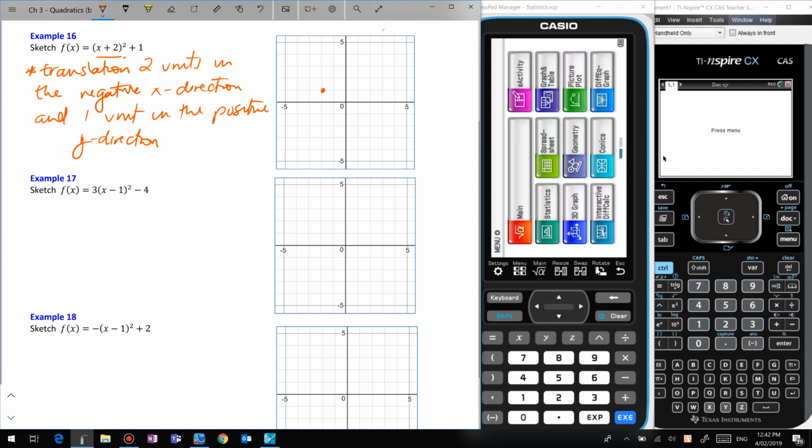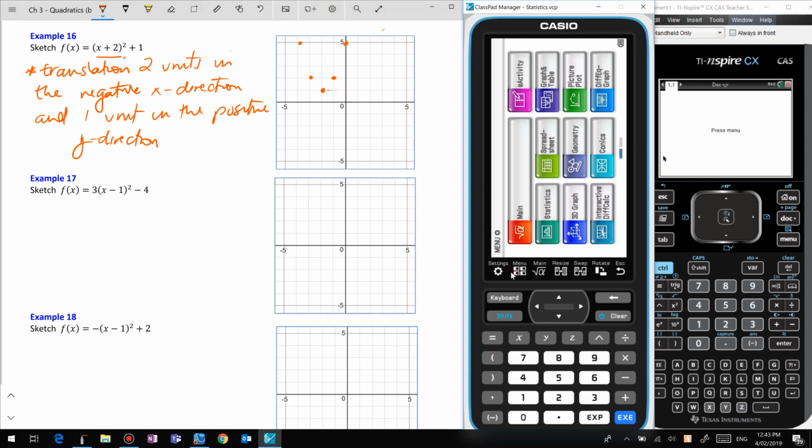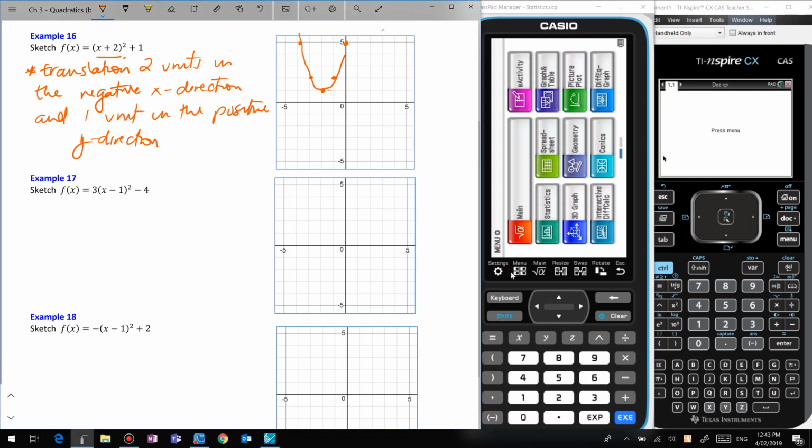It hasn't been dilated, so we know it's going to go through a point 1 to the right and 1 to the left, and then also a point 2 to the right, and then 4 up, so it's going to go through (0, 5) and (-4, 5), and it will look like that. We know the turning point is (-2, 1).